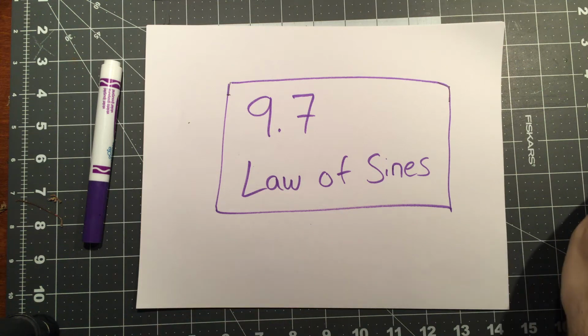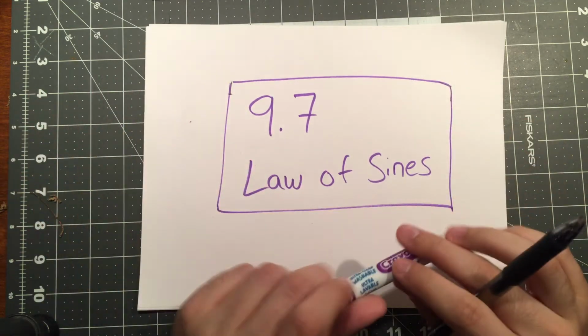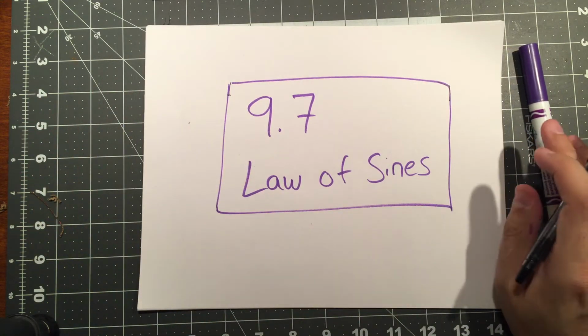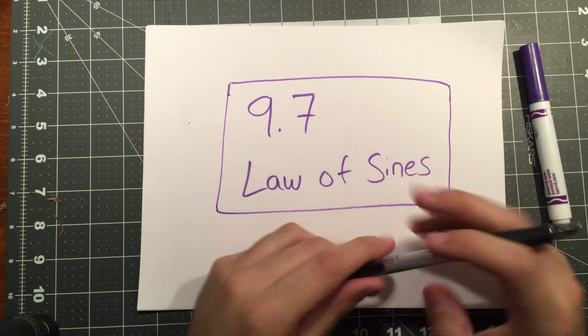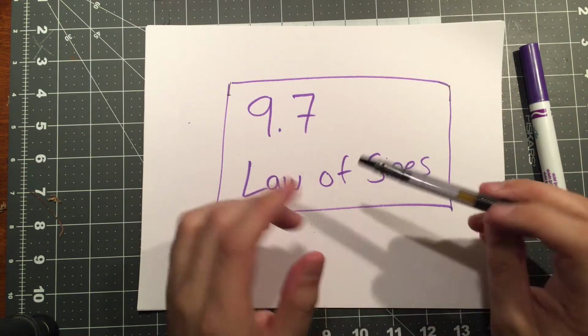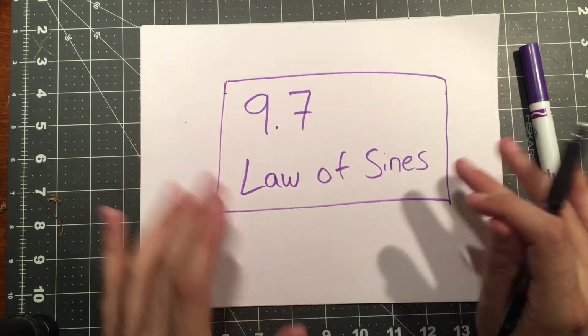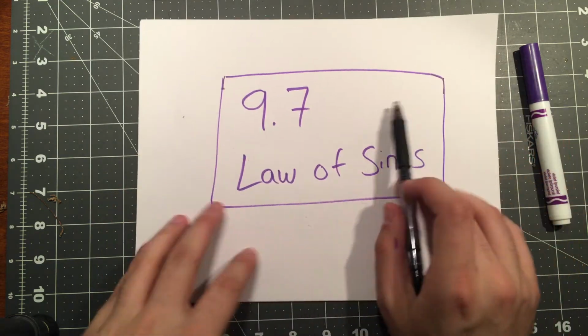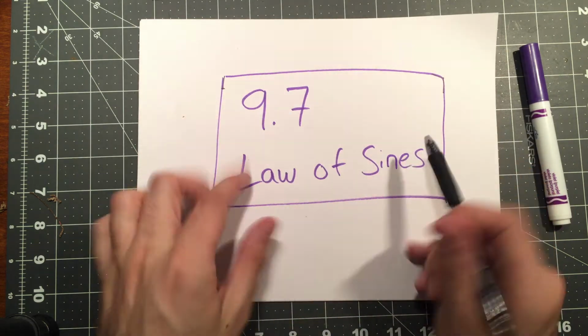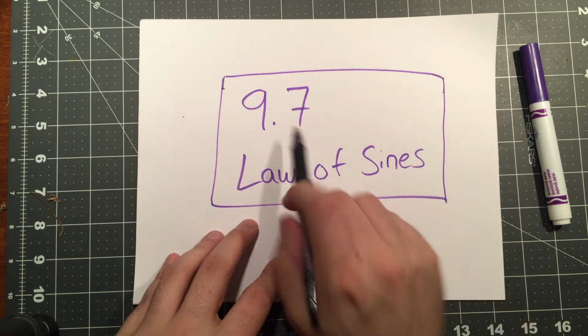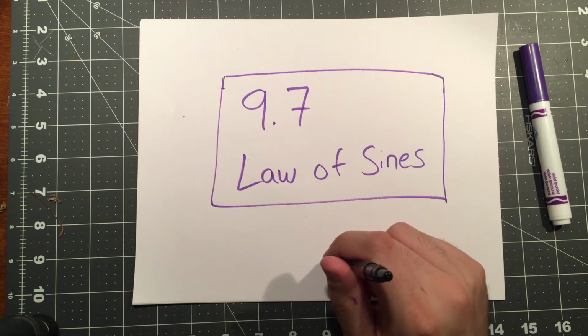Hello and welcome back. We're jumping into Chapter 9, Section 7, the Law of Sines. When last we were together, we were doing trigonometry with sine, cosine, and tangent. And now we're going to go into a particular case, but a more general case. We're going to go into a use of something called the law of sines, and 9.8 is going to be the law of cosines.